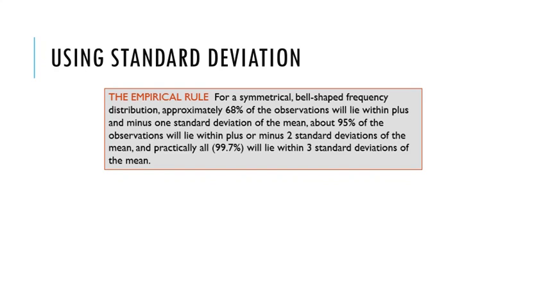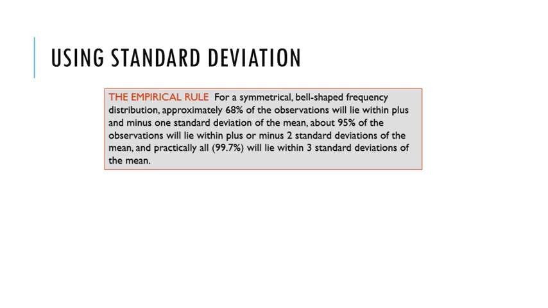Approximately 68% of the observations will lie within plus and minus 1 standard deviation of the mean. About 95% of the observations will lie within plus or minus 2 standard deviations of the mean. And practically all observations, 99.7%, will lie within 3 standard deviations of the mean. So if I look at just 1 standard deviation above and below the mean, I'm going to get 68% of my observations.